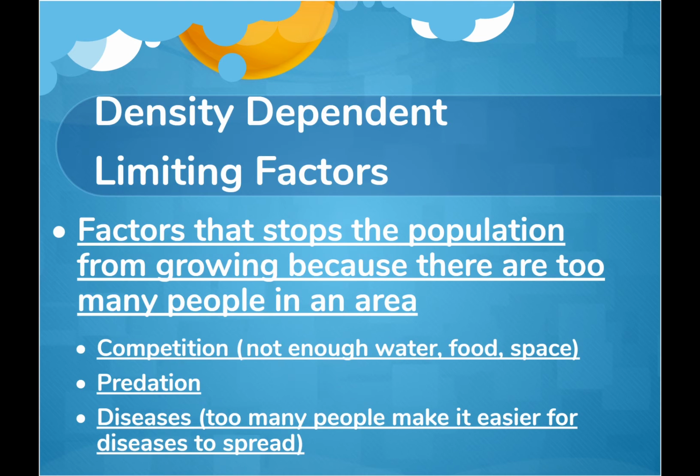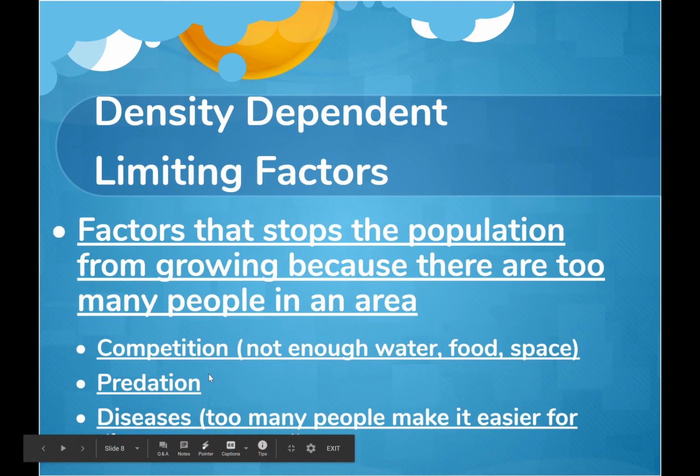First one is density-dependent limiting factors. So density-dependent means factors that stop the population from growing if there are too many people in the area. Again, the word density means if there's a lot of people in one small area. So the more the people there are, the more likely people will die from either competition, because there's too many people and not enough water or food, or there's too many organisms that will lead to predators wanting to come and eat them.